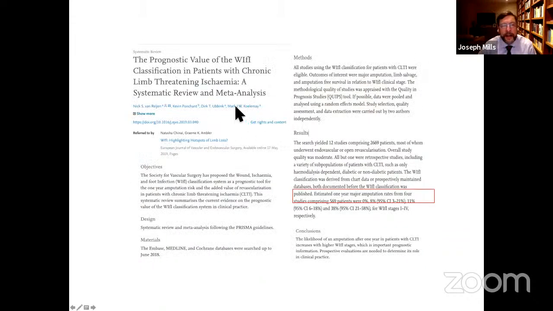This was published last year. This was an independent meta-analysis done by a Dutch group, and they took 12 studies that met fairly rigid criteria that had almost 2,700 patients in it. And they looked at the WIfI classification, and the 1-year major amputation rate was 0% in stage 1, 8% in stage 2, 11% in stage 3, and 38% in stage 4.